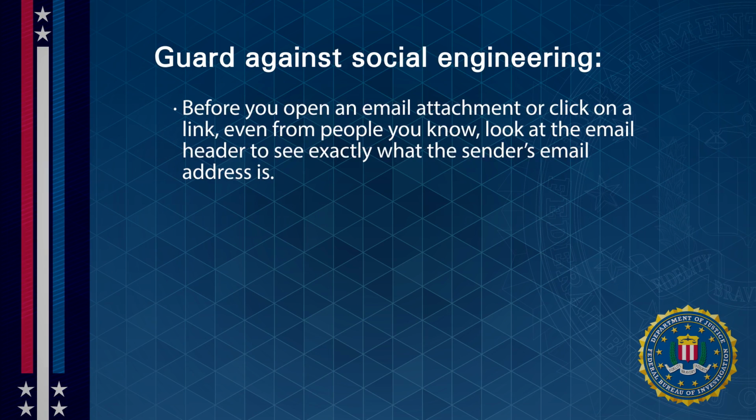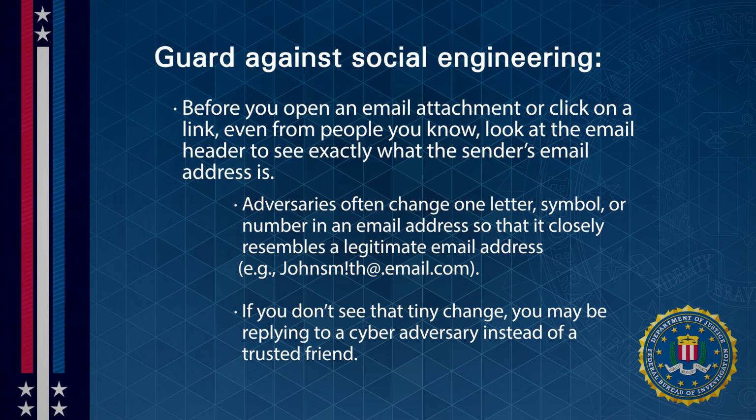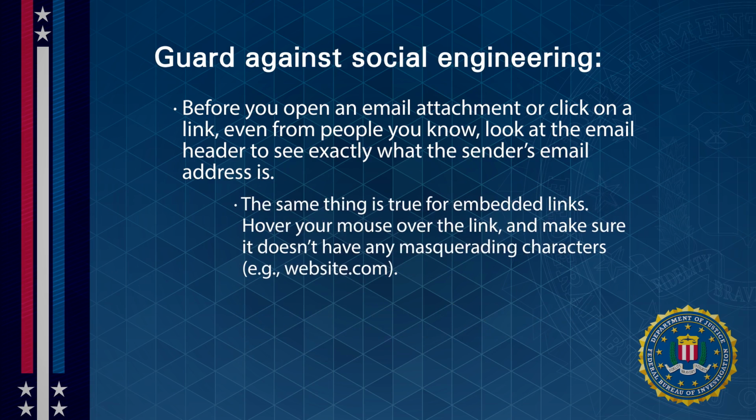First, before you open an email attachment or click on a link, even from people you know, look at the email header to see exactly what the sender's email address is. Adversaries often change one letter, symbol, or number in an email address so that it closely resembles a legitimate email address. If you don't see that tiny change, you may be replying to a cyber adversary instead of a trusted friend. The same thing is true for embedded links. Hover your mouse over the link and make sure it doesn't have any masquerading characters.